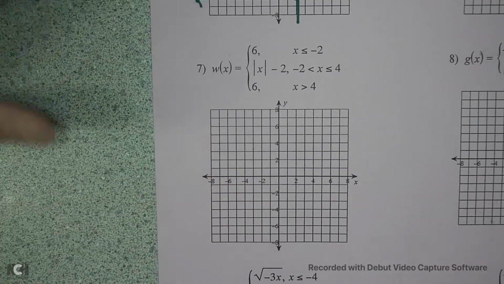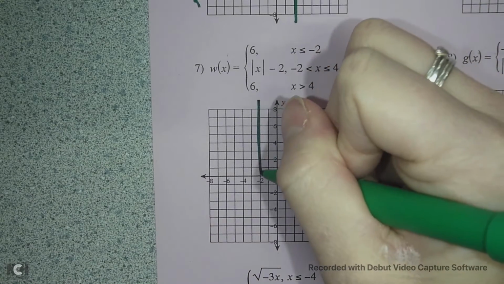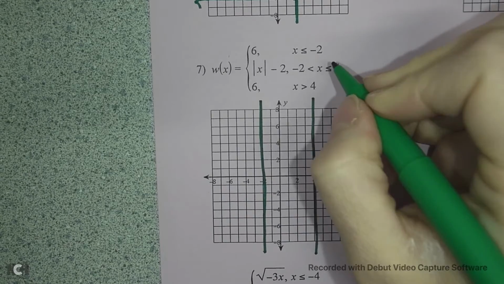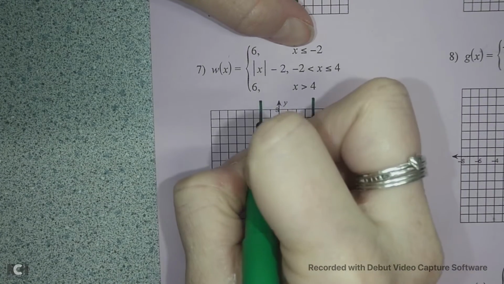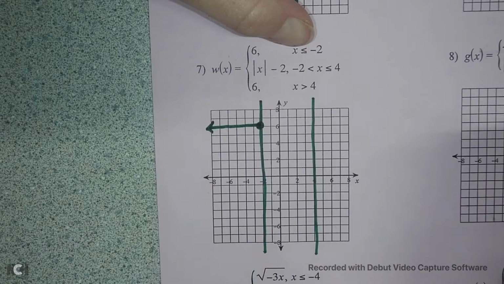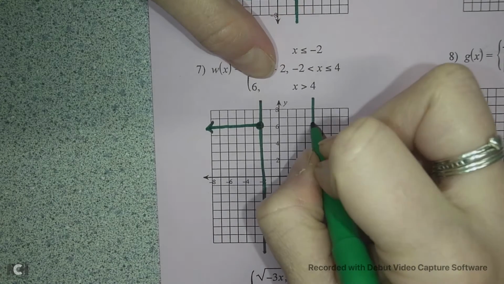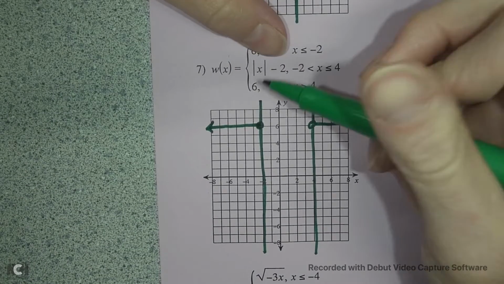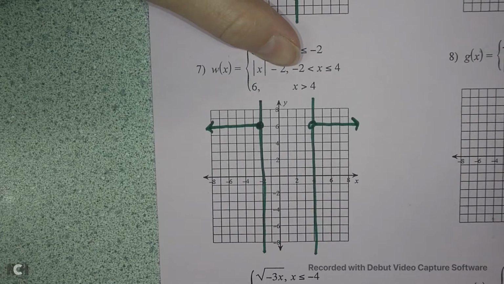So this one, again, we have walls at negative 2 and 4. So we're going to draw a wall at negative 2 and then a wall at 4. I want a closed dot at positive 6, but for all numbers that are less than negative 2, so that way. And I also want an open dot at 4 for all the numbers greater than 6. So now we just got to deal with the business in the middle. And this would be the absolute value of x minus 2.